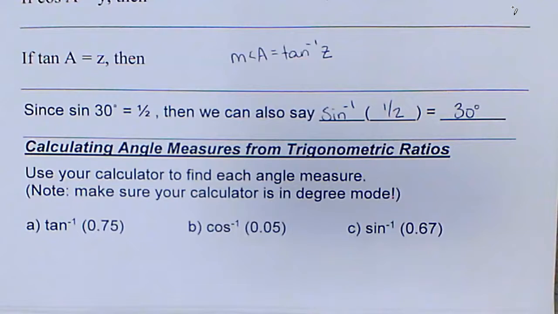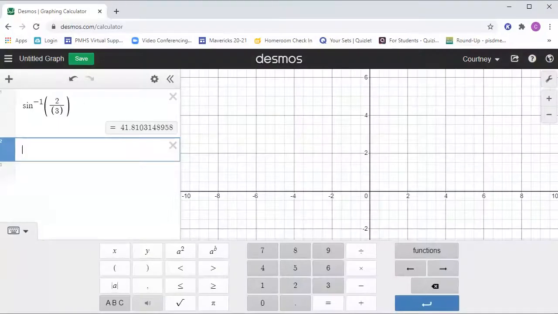So what I'd like to do next is take a moment to calculate angle measures from trigonometric ratios. We're going to use Desmos, which should already be in degree mode and not measured in radians, to find each angle measure, and make sure that you're also rounding to the nearest thousandths place. So I'm going to do the first one for you, and then I'm going to let you do the other two and you can check.